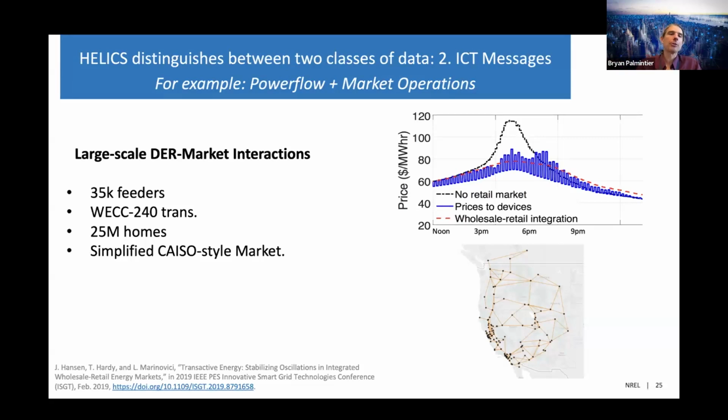So this was all done using co-simulation with tens of thousands of feeders, a simplified representation of the Western Interconnect, 25 million homes, and a simplified market model. You could imagine applying this research question to an industry application where we're saying, hey, how do we design this market the right way to avoid this type of phenomenon? Kind of a production cost, but with much more resolution on the distribution side to capture these phenomena.